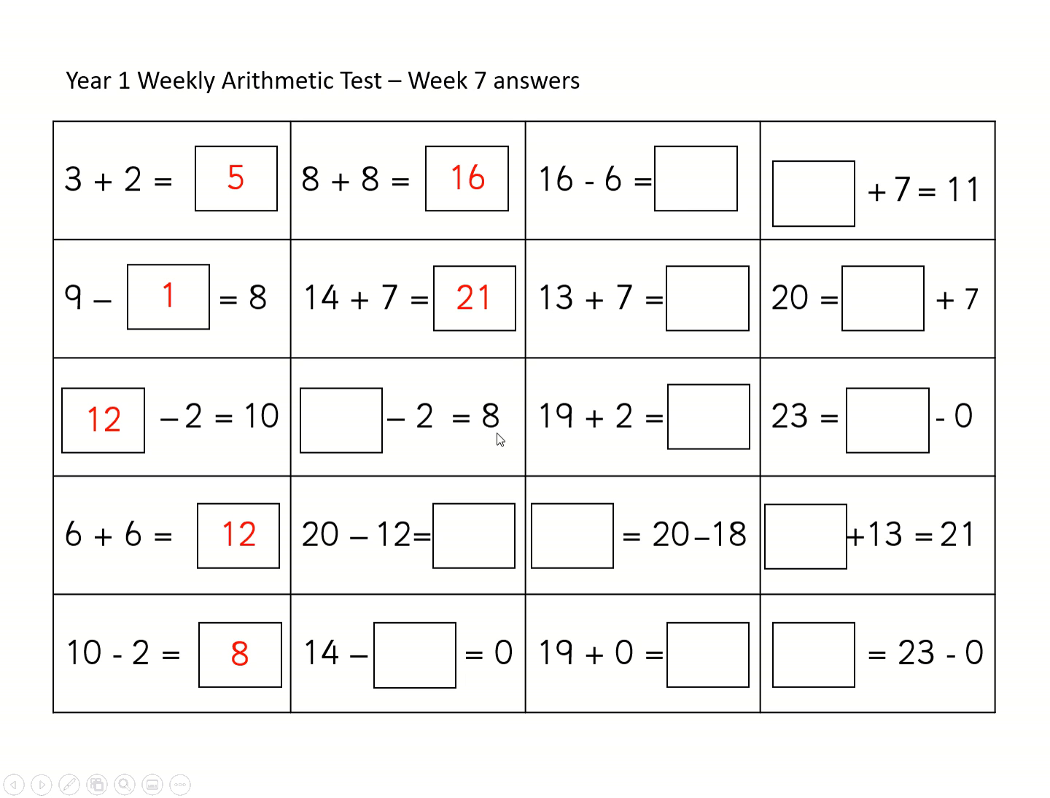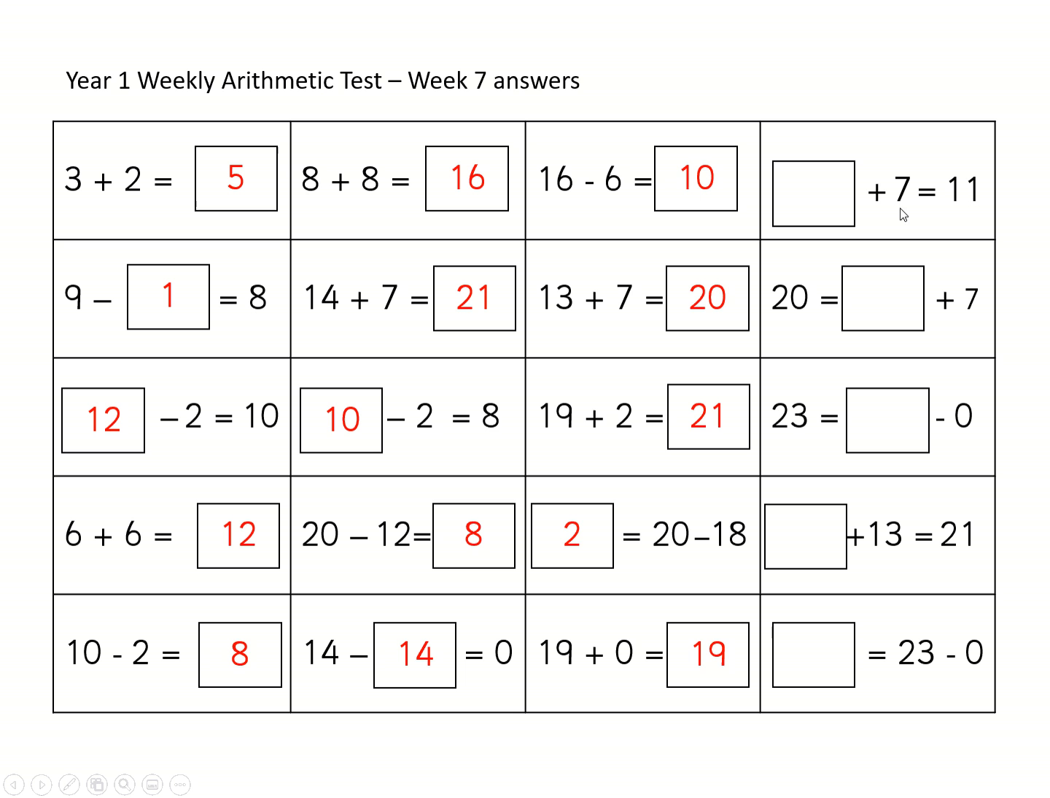Something minus 2 equals 8, that's number bonds to 10, and the answer is 10. 20 minus 12 is also 8. Then 14 minus something equals 0, well, it's got to be itself, 14. 16 minus 6, you could use 10 bars for that, and that will give you an answer of 10. 13 plus 7, number bond to 20. 19 plus 2 is 21. 20 minus 18, doesn't matter, it's been switched around, that's 2. And then 19 plus 0, again, that's going to stay the same because you're adding nothing, so that's 19.